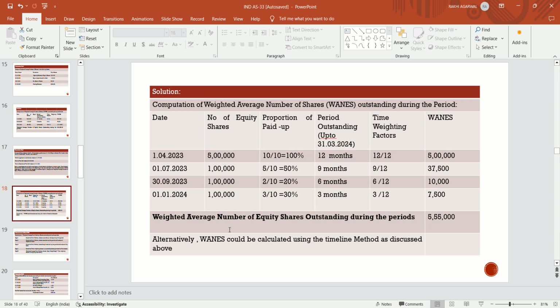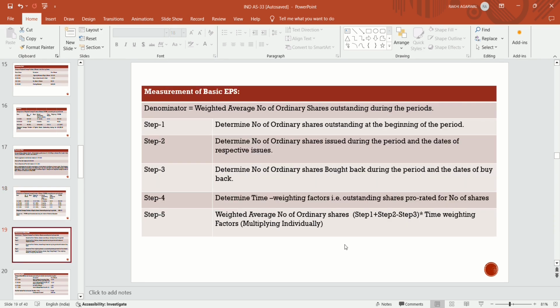Alternatively, bonus could be calculated using the timeline method as discussed. So in this way, we will calculate the weighted average shares if the entity received partly paid shares. Firstly, they will make the partly paid shares fully paid, and then they will give the time weighing factor to calculate. Now, measurements of basic EPS. As we had discussed, we will just give a theoretical explanation of that.